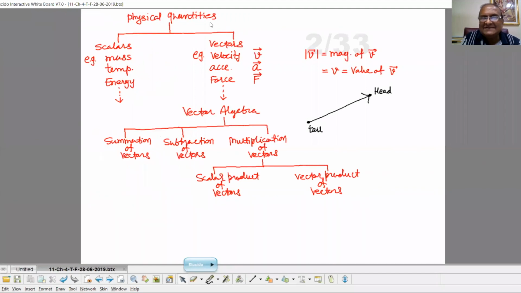Physical quantities are divided in two categories: scalar physical quantities and vector physical quantities, or simply we can say scalars and vectors. Scalar physical quantities are such physical quantities which can be represented with the help of their magnitude only. Magnitude means its value. And vector physical quantities are such physical quantities which can be explained with its magnitude as well as direction.